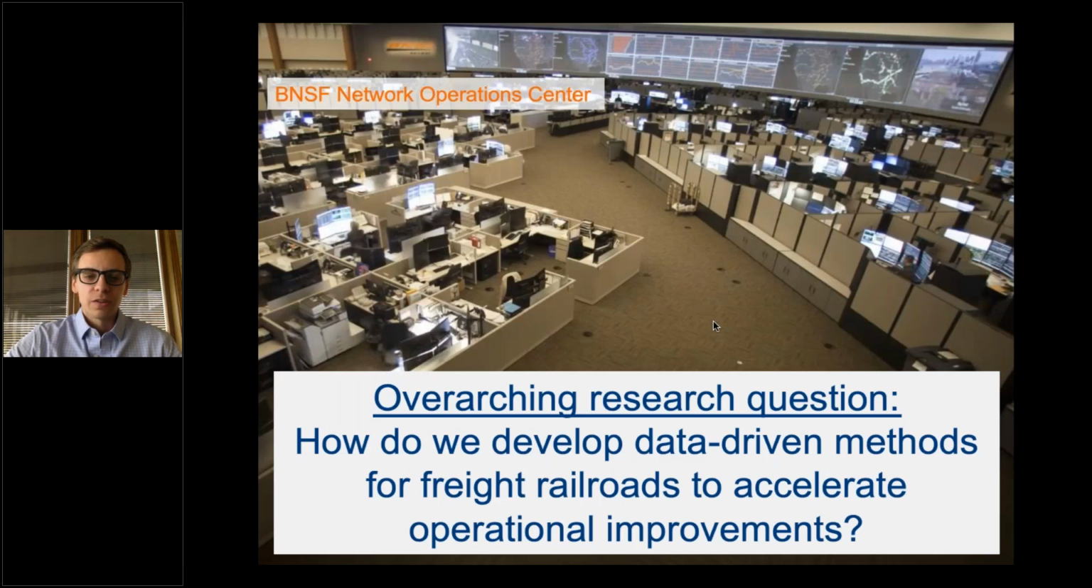This research that I'm presenting today is one component of my larger dissertation, which was done broadly on data-driven tools for freight railroads that help with operational improvements. That's been the overarching research question during my time researching the freight rail industry. And I think it's a very important one, considering the landscape of things today and where the future is going.